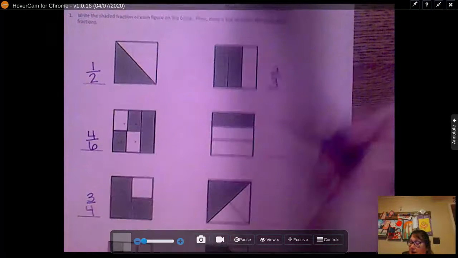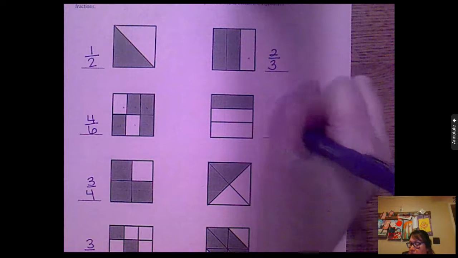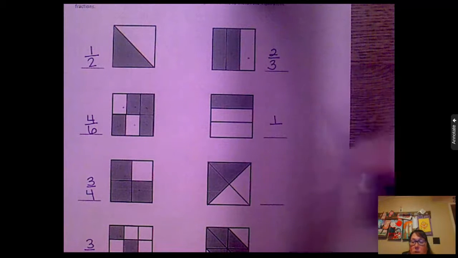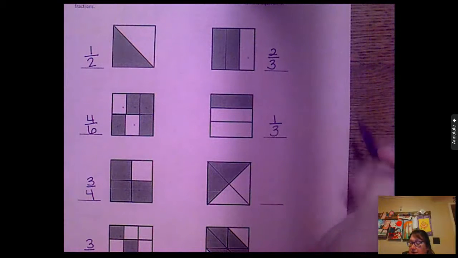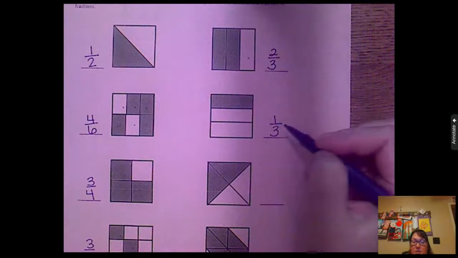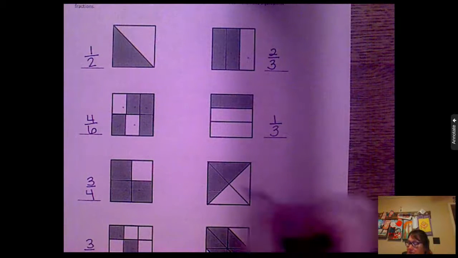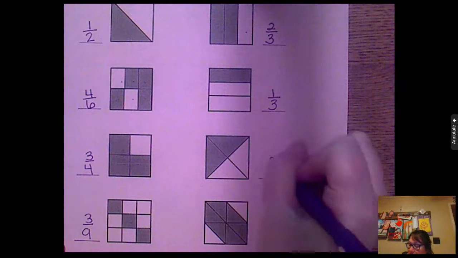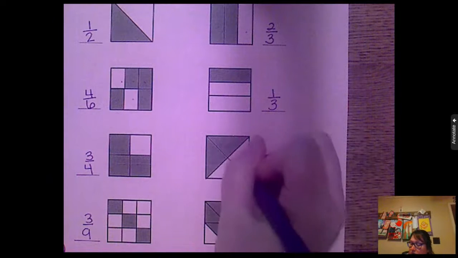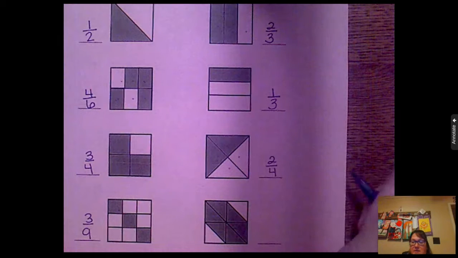Good. All right, for this next one here, there is 1 piece shaded. So my numerator is 1, and the total number of pieces is 3, so my denominator is 3. The fraction shaded there is 1/3. Thumbs up if you had that correct. Good job. And this next one here, there are 2 pieces shaded out of a total of 1, 2, 3, 4. So we have 2/4 there. Thumbs up if you had that correct.